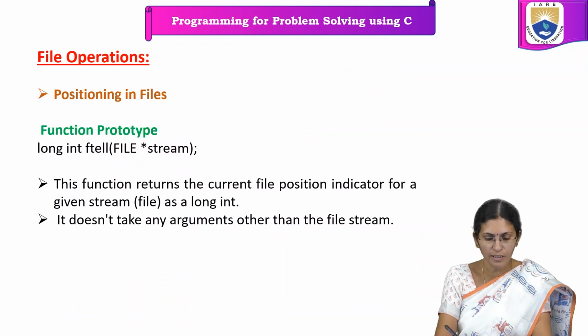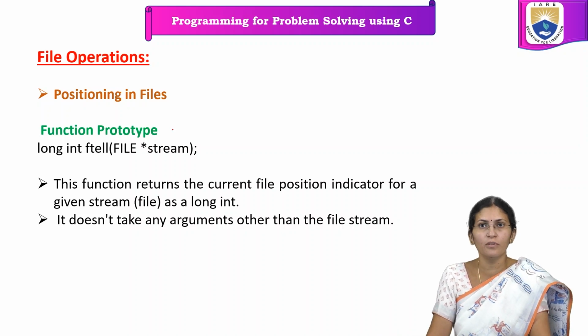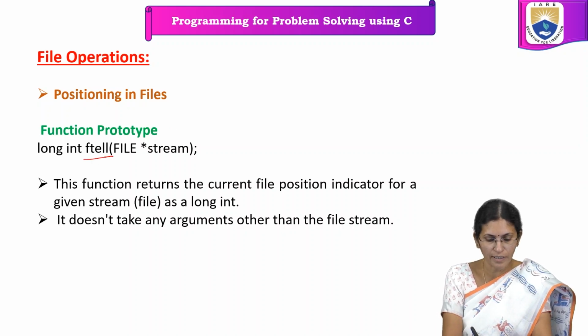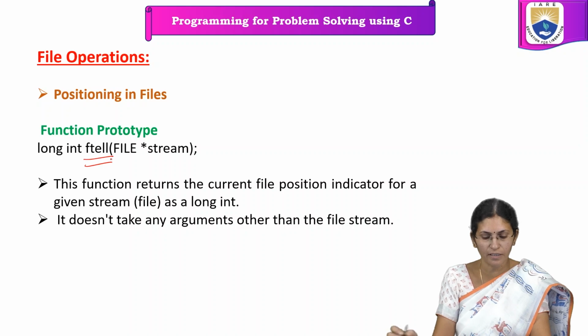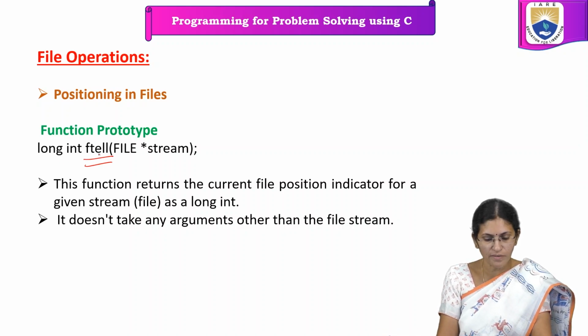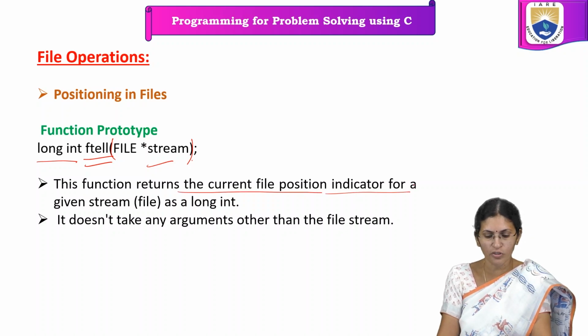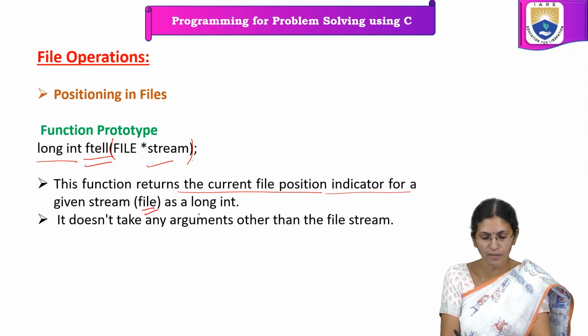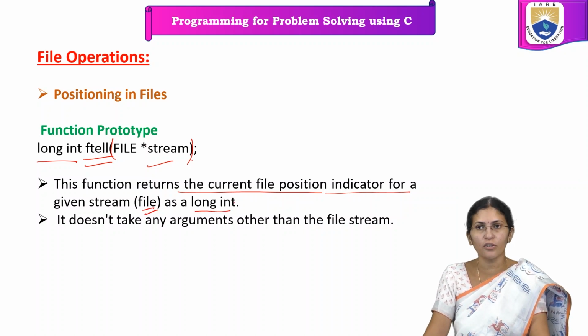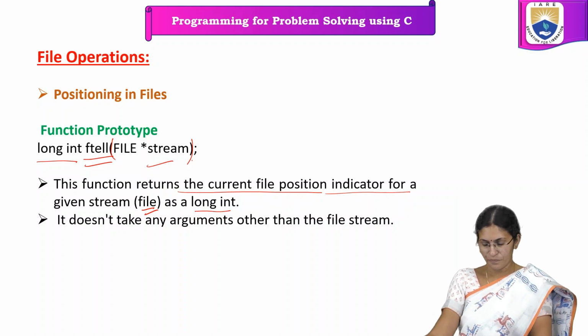Now let us see the other function which is helpful in random access. Next one is the ftell function. Its return type is long int and it takes only one argument, the file pointer. This function returns the current file position indicator for a given stream as a long int. It does not take any argument other than the file stream.